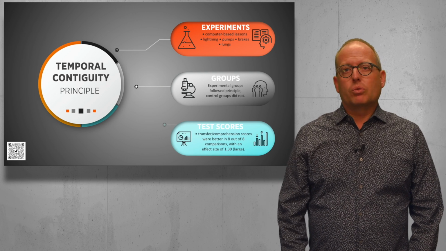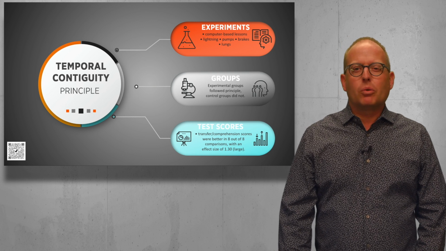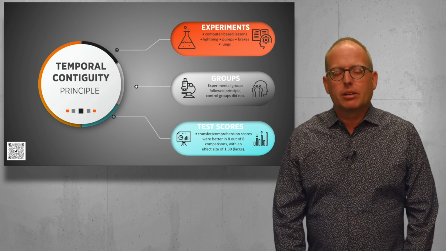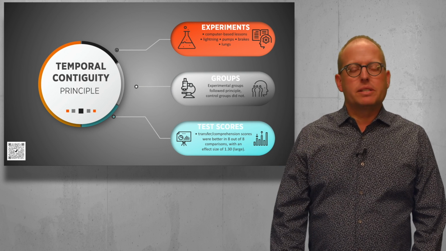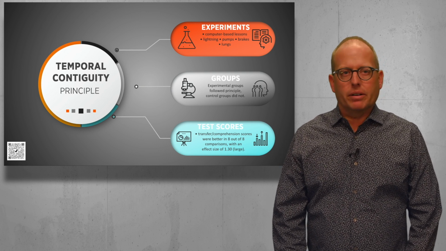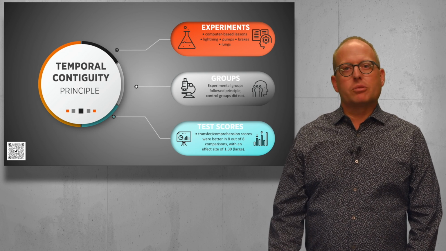So here are the test scores, experiments done, etc. There's a nice large number, 1.30, 8 out of 8 comparisons. The group that was the test group did much better than the control group would have done without this principle implemented.